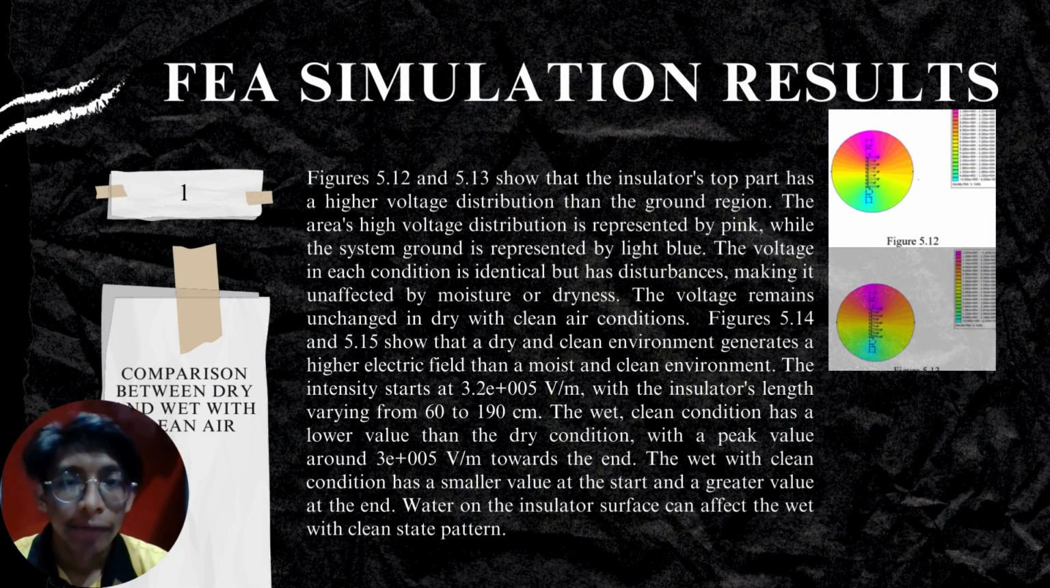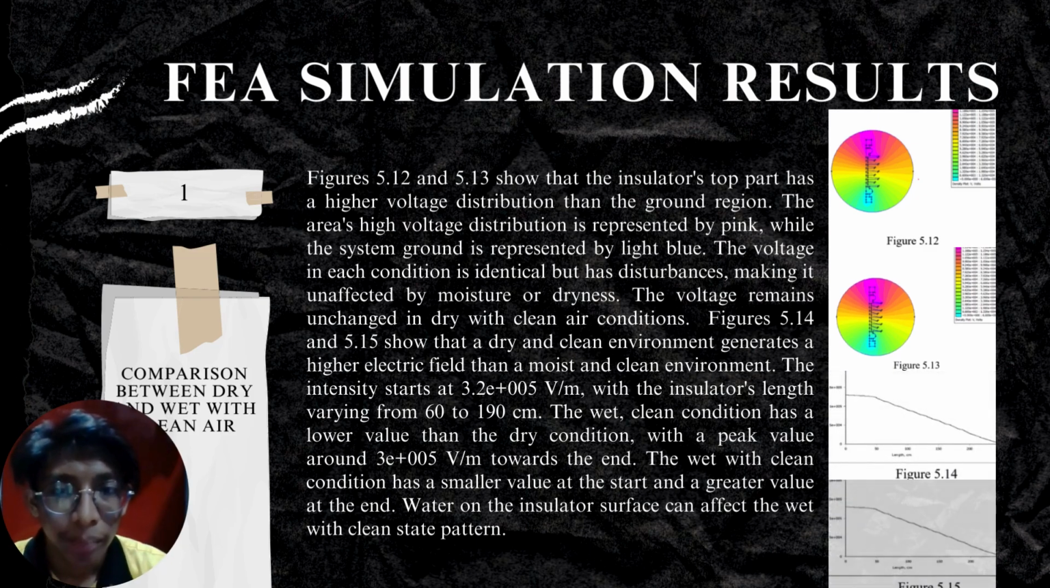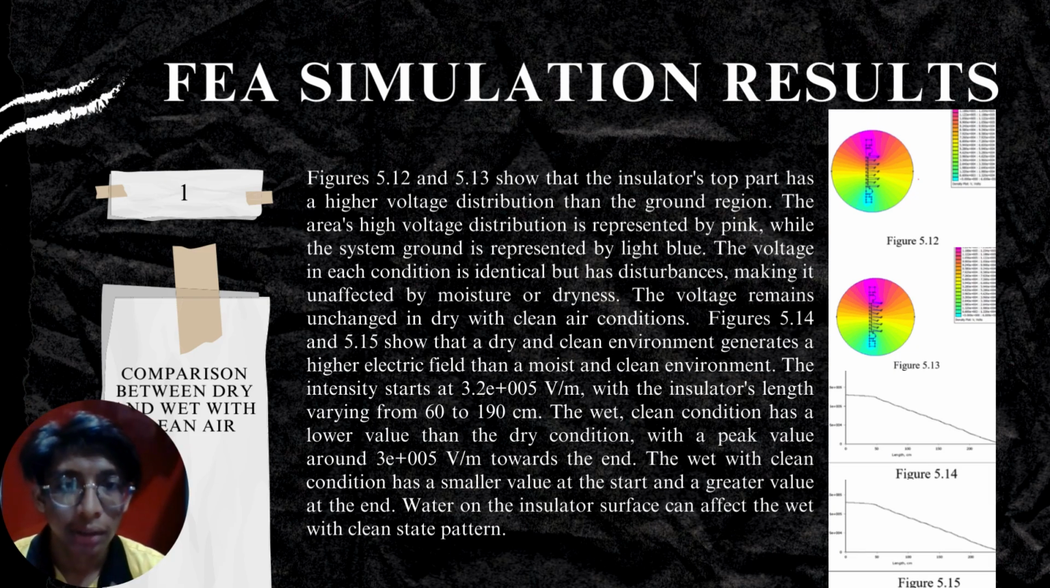Okay, next is the FEA simulation result. So this is the comparison between dry and wet with clean air. Figure 5.12 and 5.13 show that the insulator's top part has a higher voltage distribution than the ground region. So the area's high voltage distribution is represented by pink, while the system ground is represented by light blue. So the voltage in each condition is identical but has disturbance, making it unaffected by moisture or dryness. The voltage remains unchanged in dry with clean air condition.